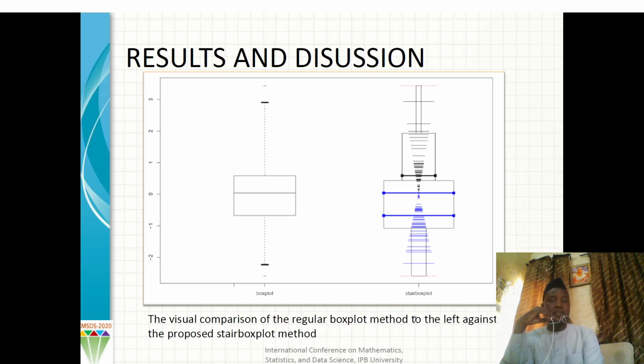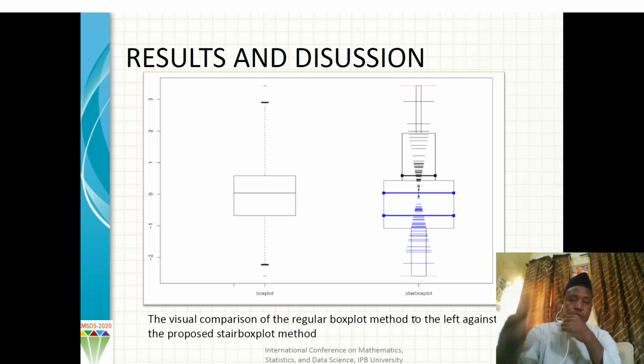We have a comparison between the classical box plot on the left and the stair box plot on the right. If we look at the two plots, they both display the same data set. In the classical box plot, you can't see all the data points. Here, we see the data points and the outlineness of the data points. In the classical box plot, all the outliers are plotted. Also, in our implementation here, we draw outliers in a dotted line, up and down.